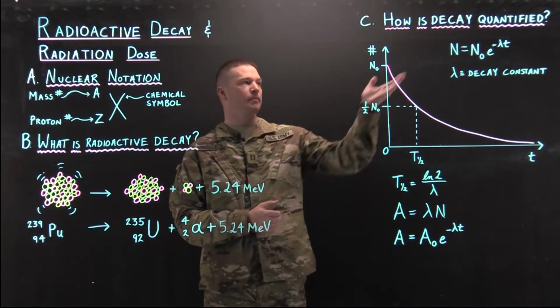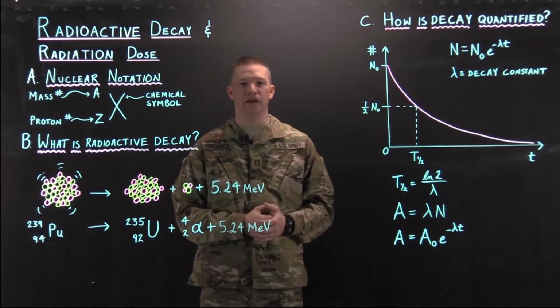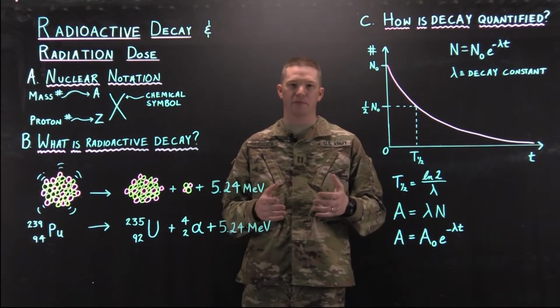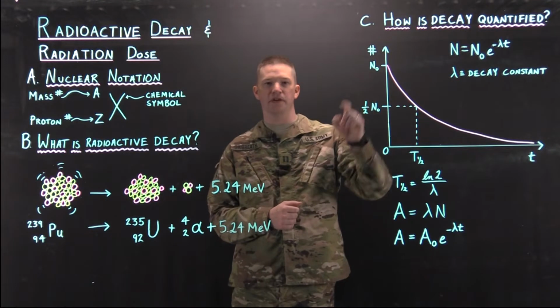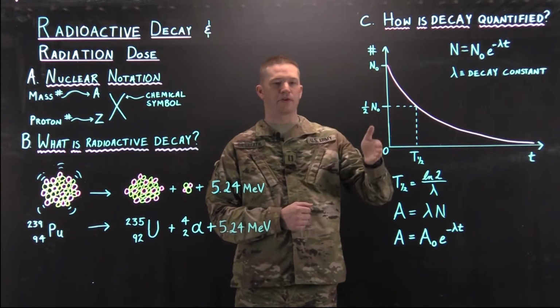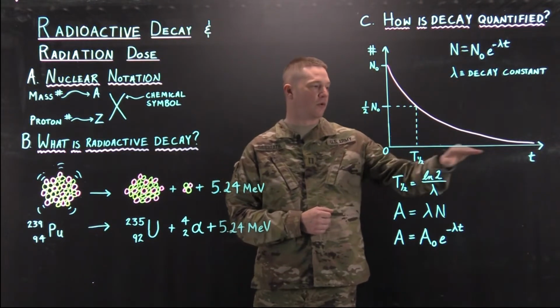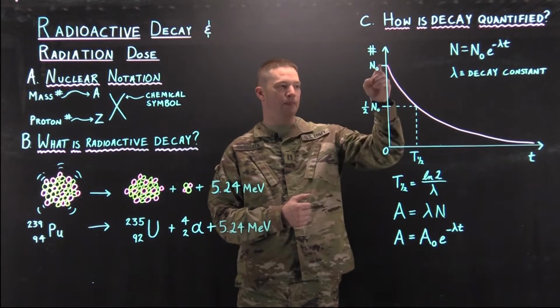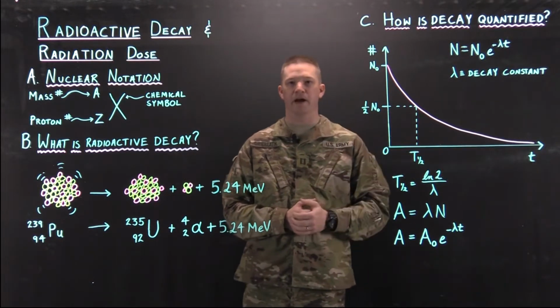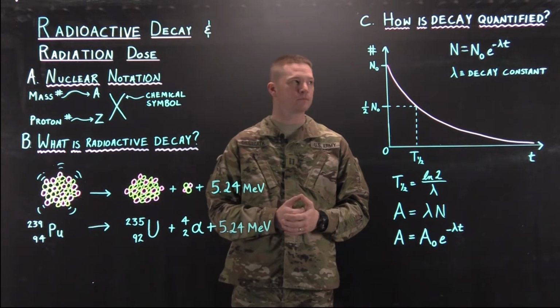The next thing we're going to talk about is how we quantify radioactive decay. The first thing we need to know in quantifying radioactive decay is the initial population shown here as N0 on the vertical axis of this plot. On the horizontal axis, we show t to give us a function of time, and the curve on the plot shows us the population as a function of time.